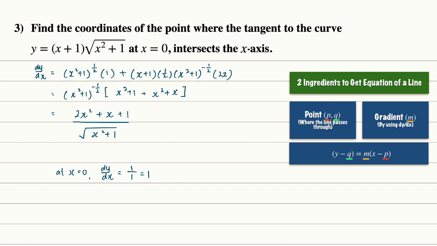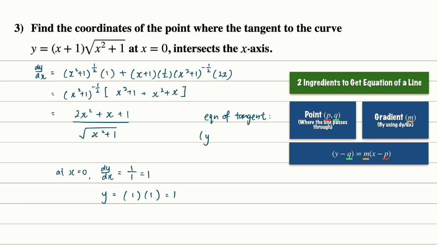At the same time, remember we need to find the ingredient, which is the coordinates where the line passes through. We will have at x equals to 0, y is equals to 1 multiplied by 1, which is simply 1. Now, having all this information here, let's piece them up together to find the equation of the tangent.